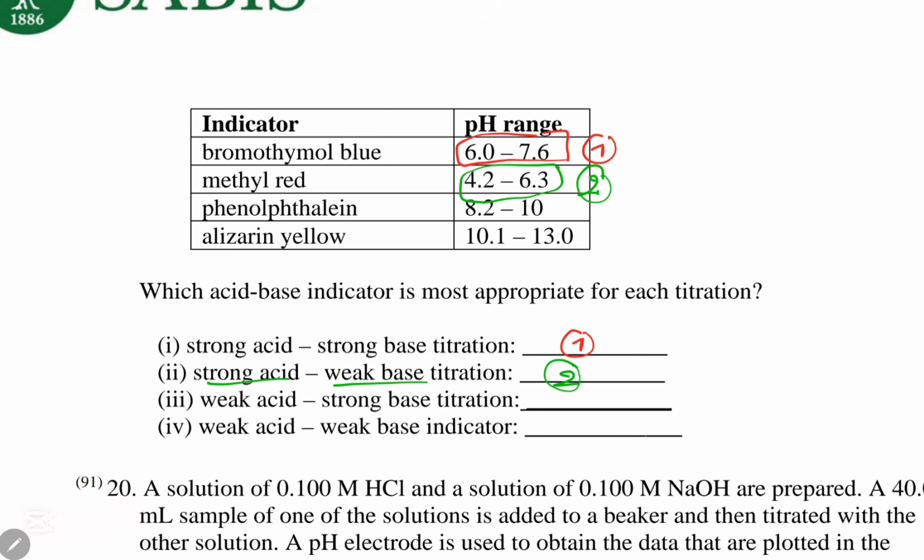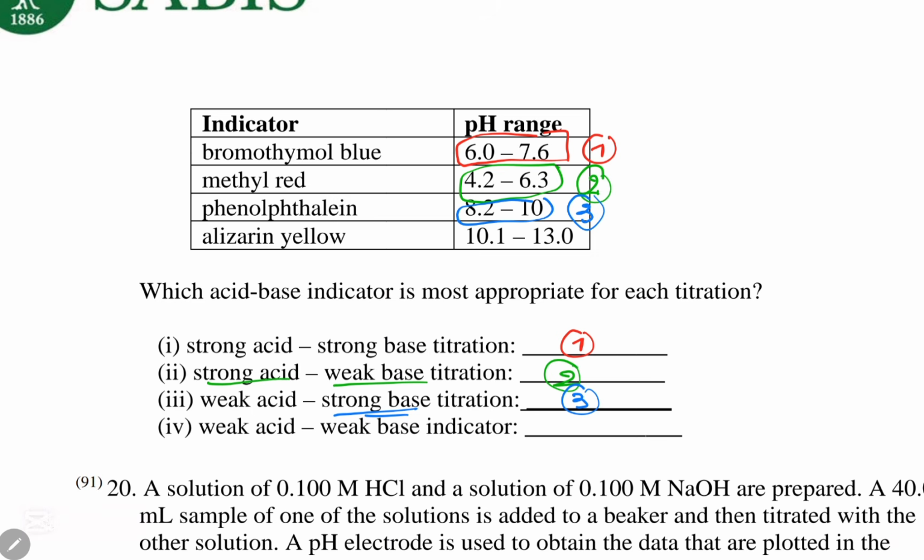Now, a weak acid and a strong base. Again, I need something that's higher than 7. Why? Because I have a strong base, but it should not be too high. It should be close to 7, near 7. So if I choose between this and this, this is going to be the winner. Why? Because it's closer to 7. So this is the correct answer.